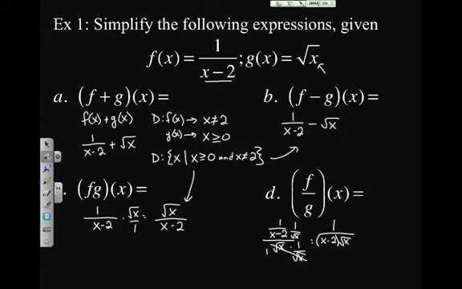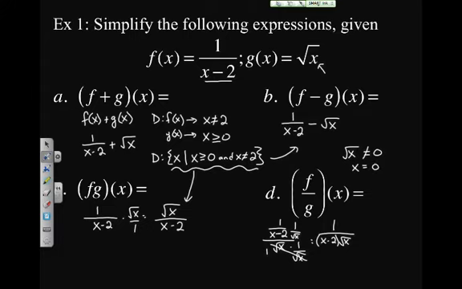But then we want to talk about the domain. Remember, our domain for all of them was this right here. The one additional point is that for division, we can't let g of x equal 0. And so that alters this right here. We can't let the square root of x equal 0. So we have to eliminate the value x equals 0. That's the only time that happens.